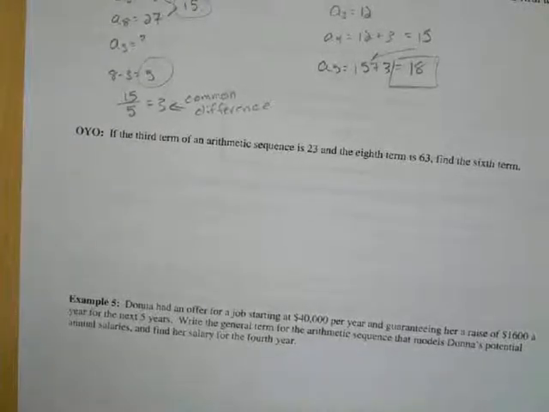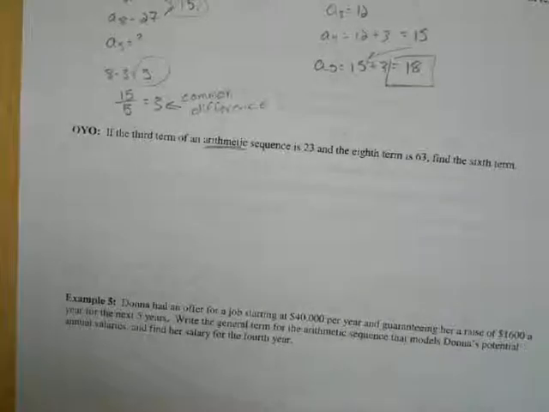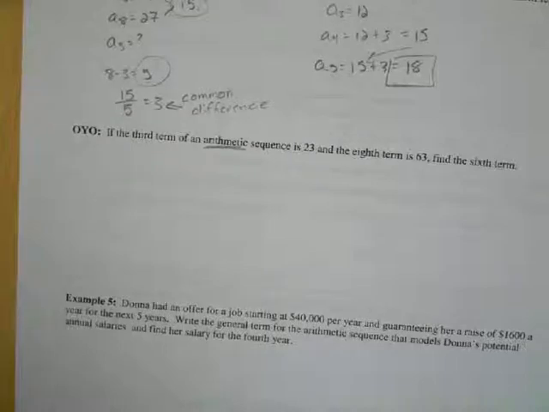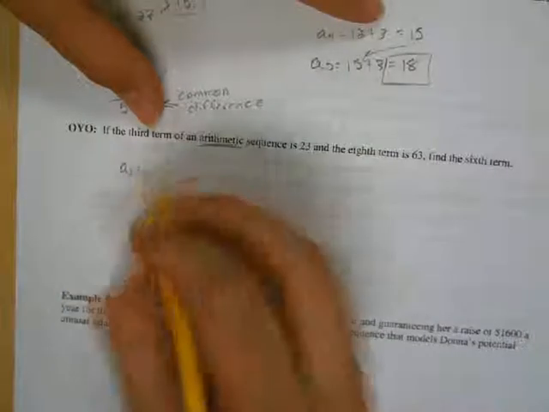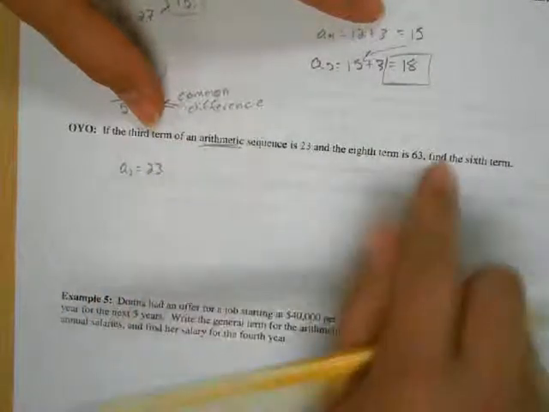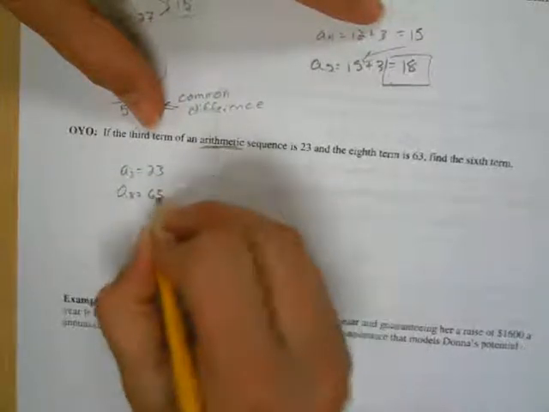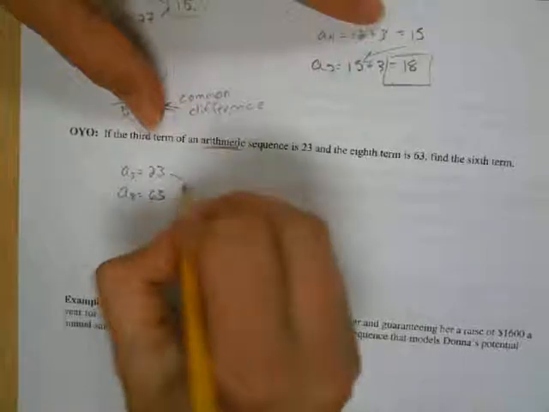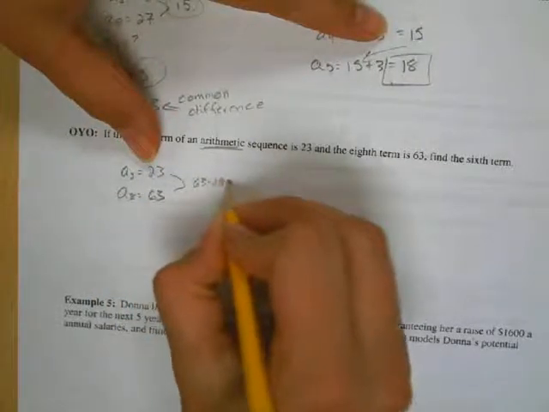Okay, so it's the third term in an arithmetic sequence. There's that word again, over and over again. So they're telling me it's going to be increasing by the same number. The third term is 23, and the 8th term is 63. Find the 6th term. Okay, so you just find the difference here, 63 minus 23, which is going to be 40.